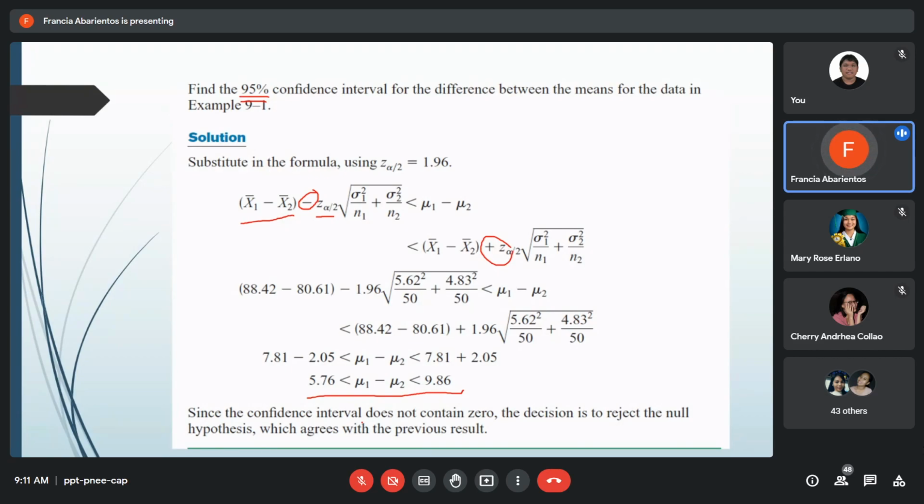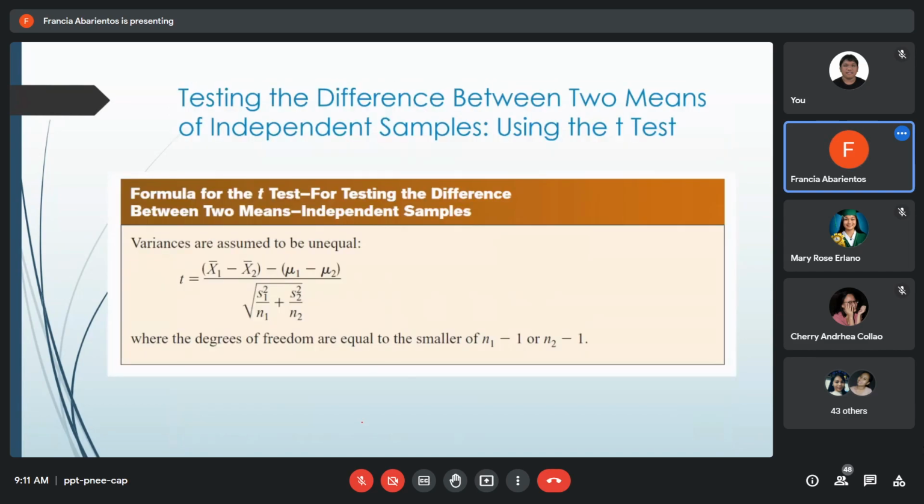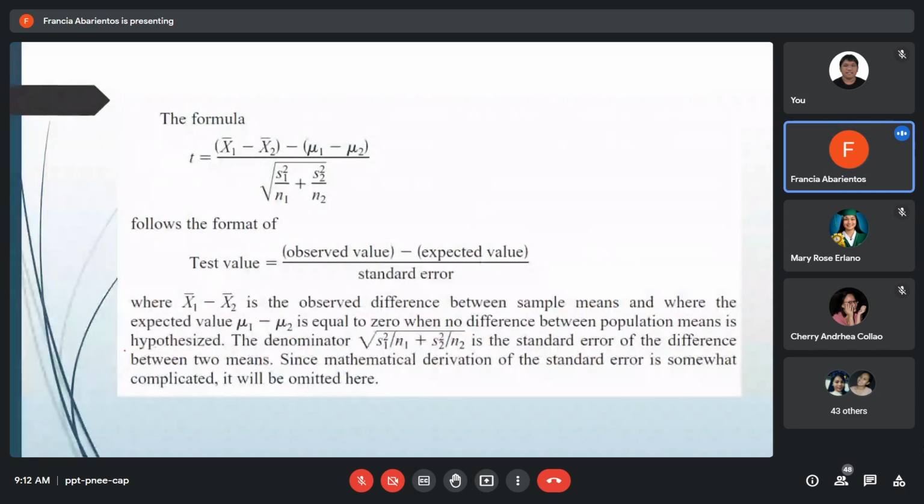Ayan, so proceed. If we have the z-test, we can make use also of the t-test. Ano ang pinagkaiba ng z-test sa t-test? Now, yung kanina, standard deviation, now we'll make use of the sample standard deviation, where the degree of freedom now are equal to the smaller of n minus 1 or n. Ayan, so ito na yung magiging general formula natin.